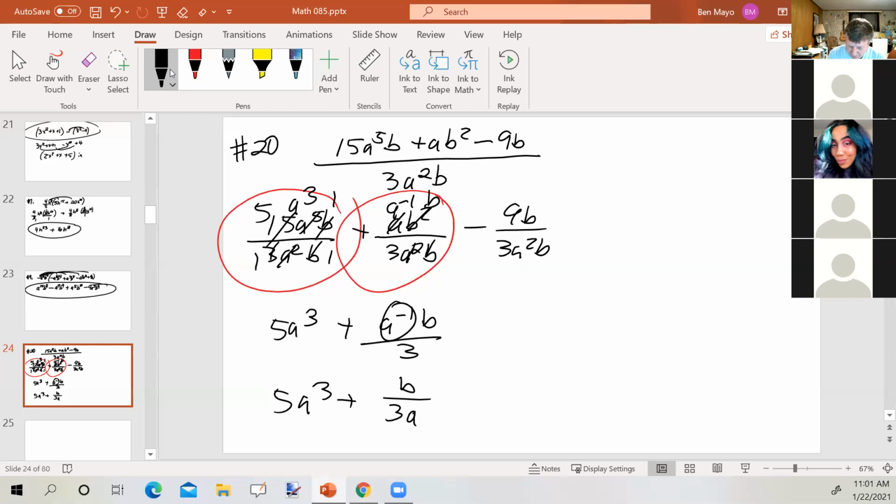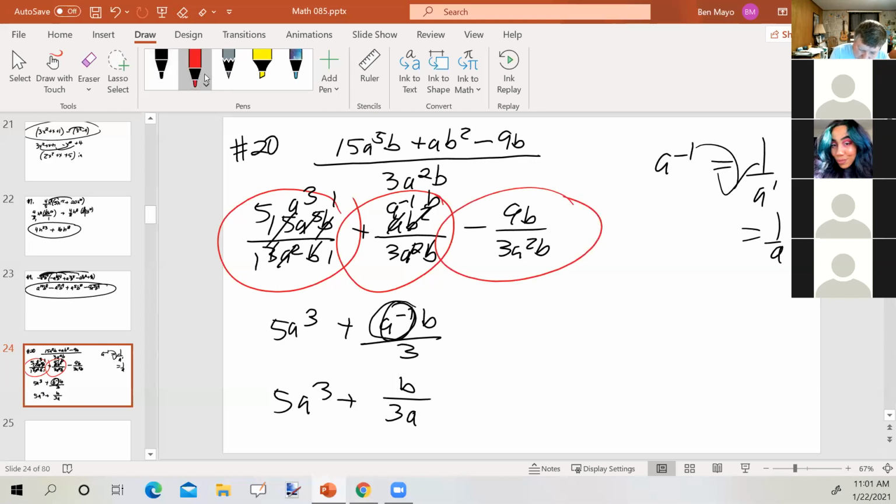Why did you move the a in that one down? Okay, because it had a negative exponent and we want to write it with positive exponents, so we had to move it downstairs to change the sign of the exponent. Okay, thank you.